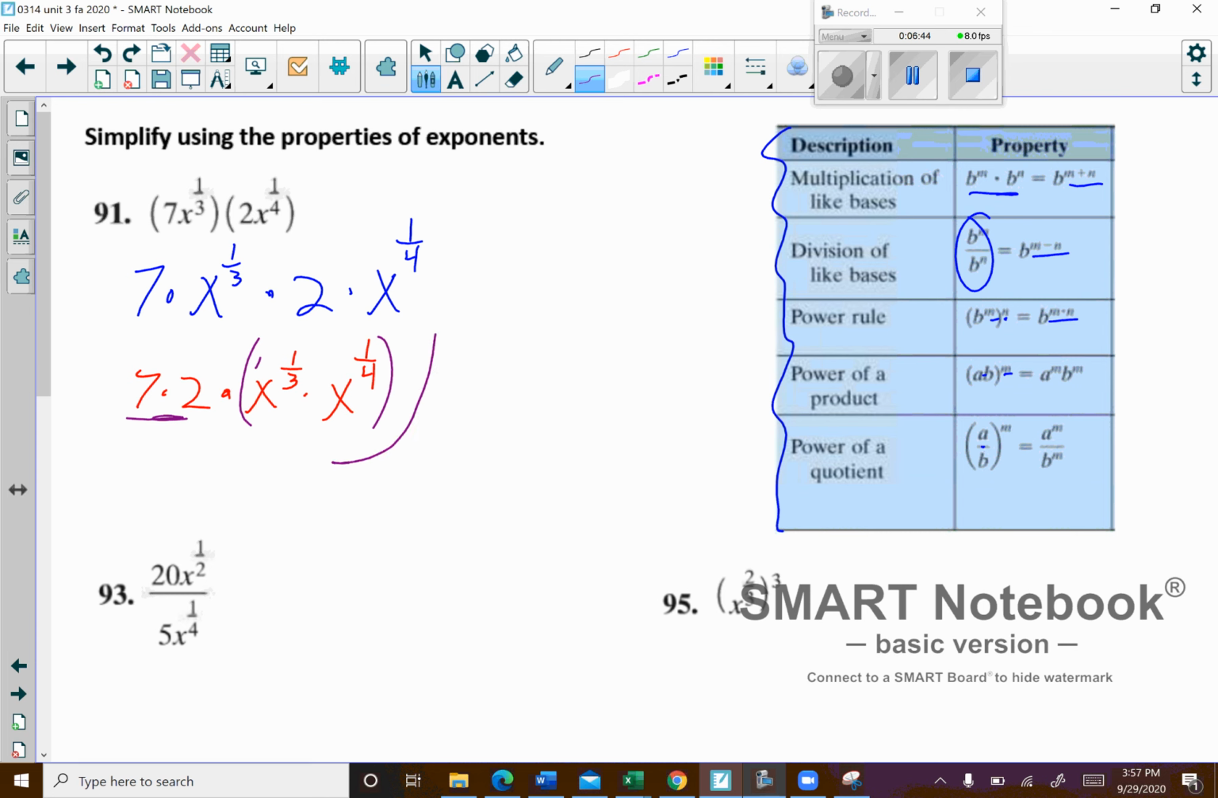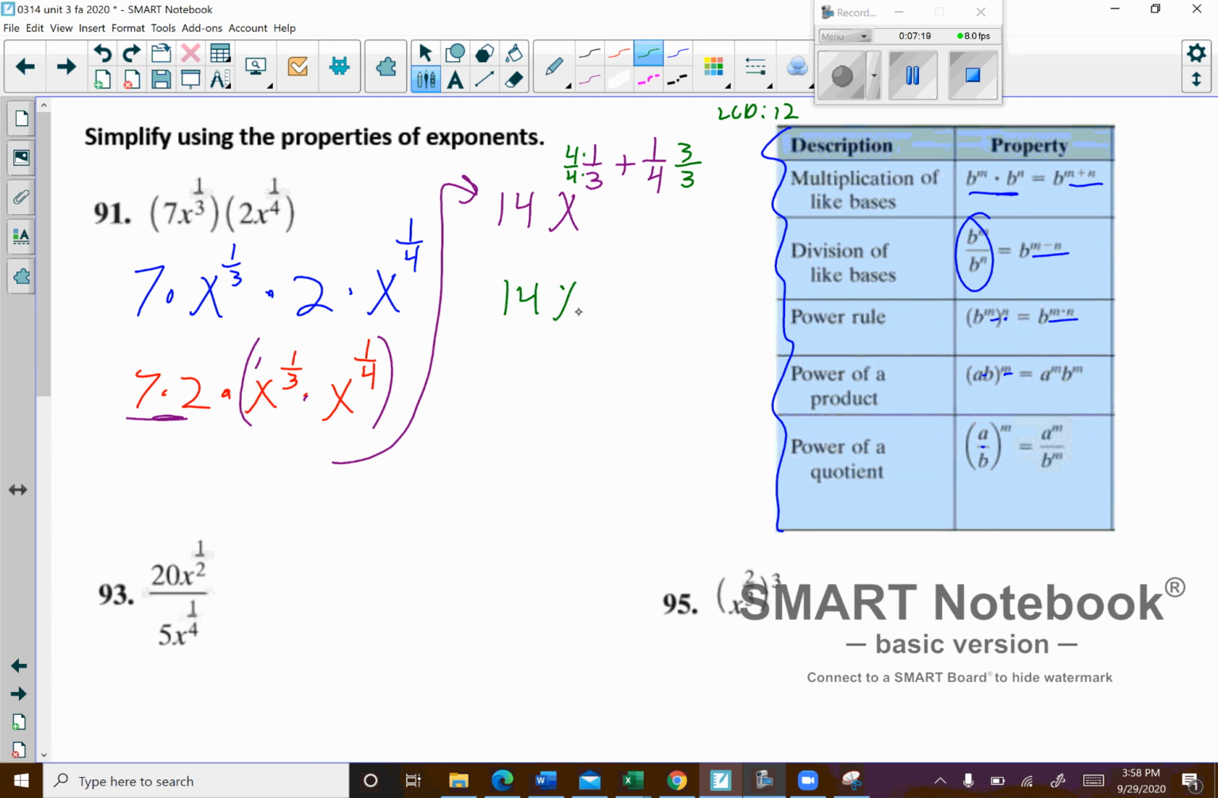I'm going to go ahead and write it up here so I have some more room to work on this. So 7 times 2 is 14. Then I'm going to have x to the 1/3 plus 1/4. Okay, that's what you do. You add exponents when you multiply like bases. So I'm going to have to get an LCD. And my LCD should be pretty simple. It's just a 12. So I'm going to multiply this one by 4 over 4, and the other one by 3 over 3. And that should get me my LCD.